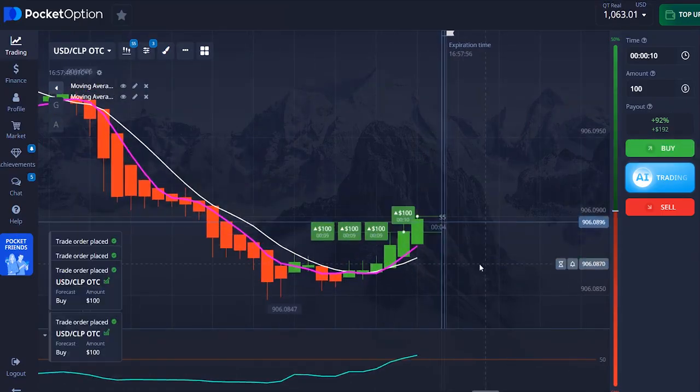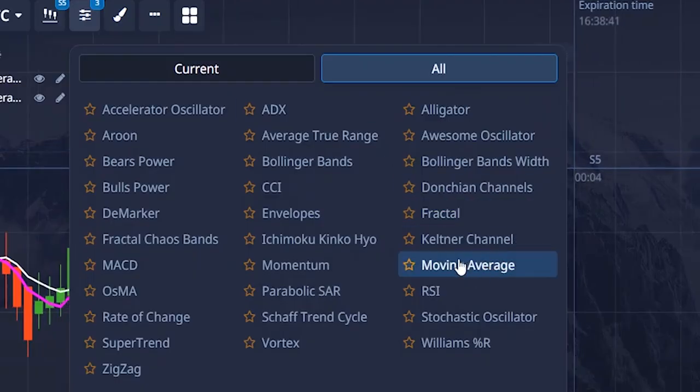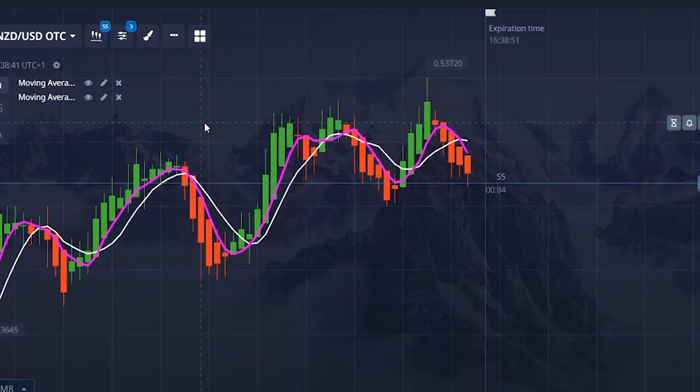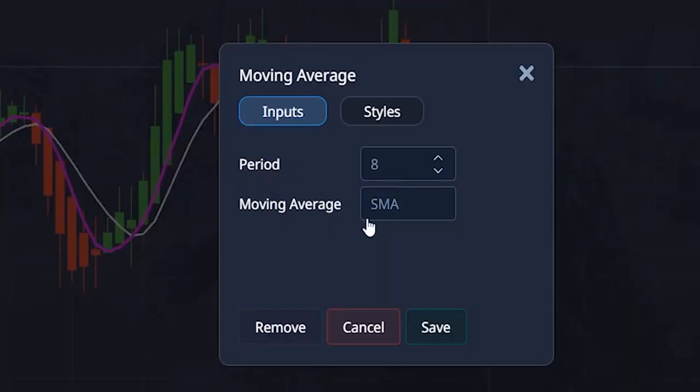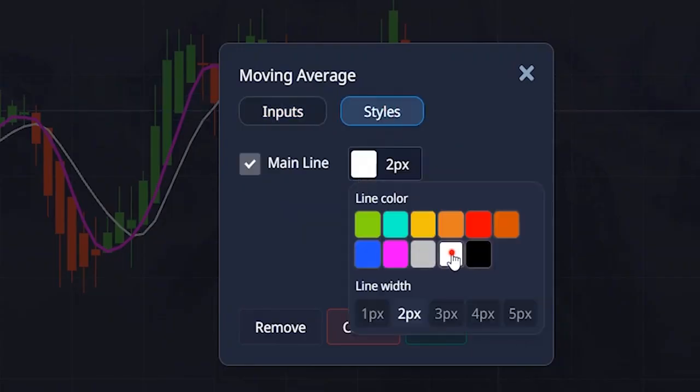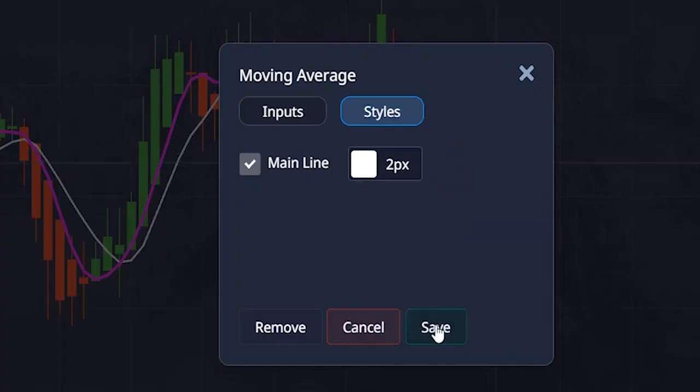What you need to do right here is to come over to your indicator section, and you're going to pick 2 moving averages and 1 RSI. The settings of my first moving average come with the period of 8, moving average SMA. Right here on the style level, I'm going to be making use of white color. I'm going to be using it on 2 pixels. So when you're done, just click on save.